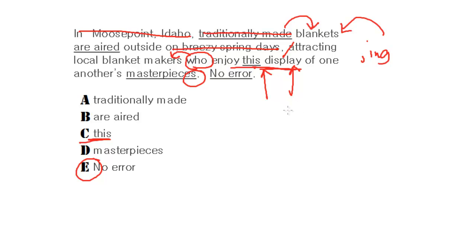And you could check if this works or not by, yes, first get rid of the stuff that's not pertinent or that's not crucial to the sentence, and then see if the modifier works when you flip it around. So you could do attracting local blanket makers. Who are attracting it? The blankets, right? Attracting local blanket makers. Blankets are aired outside on breezy spring days. And then you could build in the relative clauses after the main ideas, and it still works, right? So there's no error.